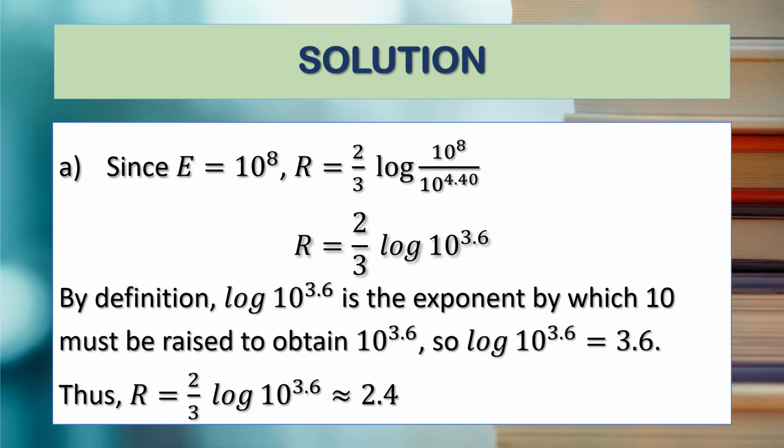Now, computing, we have R is equal to 2/3 times the log of 10 raised to 3.6. That is 2/3 times 3.6. So this is equivalent to 2/3 times 3.6. Multiplying these two will have approximately 2.4.